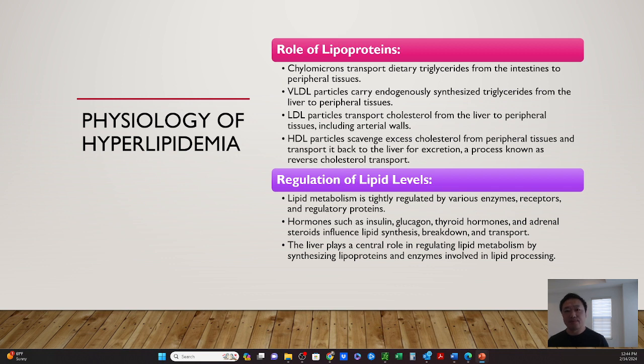So how do they regulate lipid levels? Lipid metabolism is tightly regulated by various enzymes, receptors, and regulatory proteins. Hormones such as insulin, glucagon, thyroid hormones, and adrenal hormones influence lipid synthesis, breakdown, and transport. The liver plays a central role in regulating lipid metabolism by synthesizing lipoproteins and enzymes involved in lipid processing.